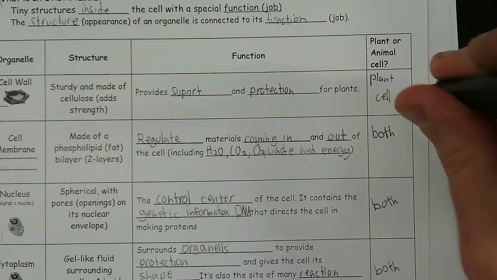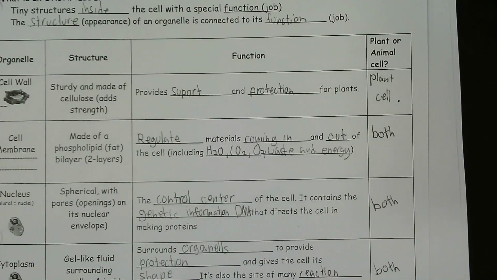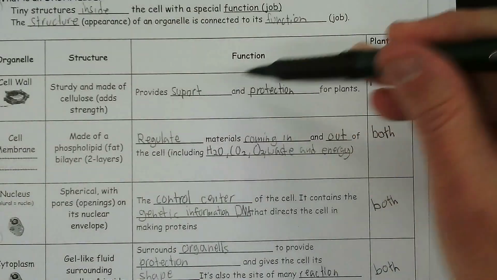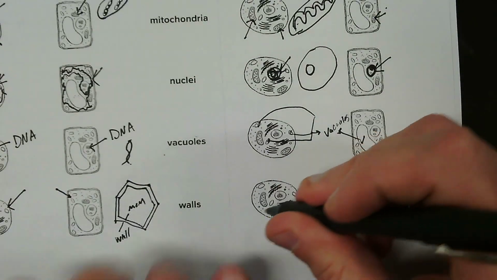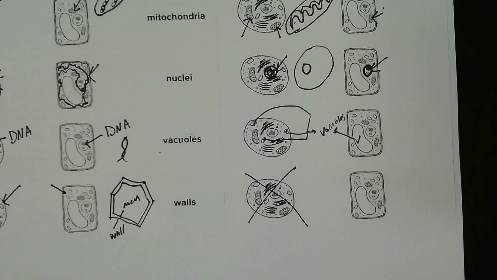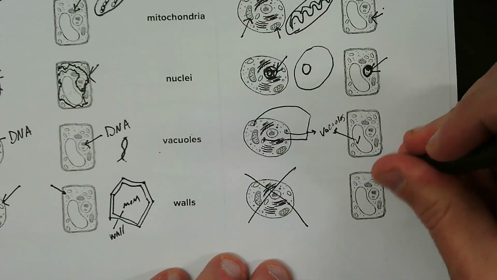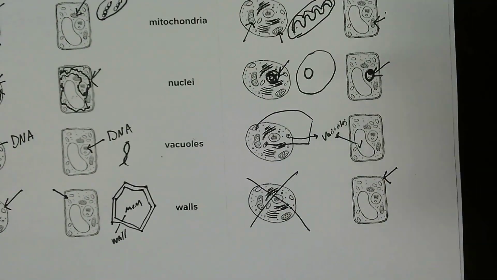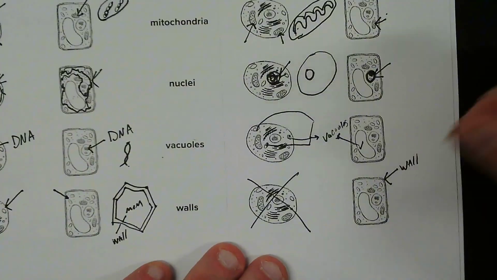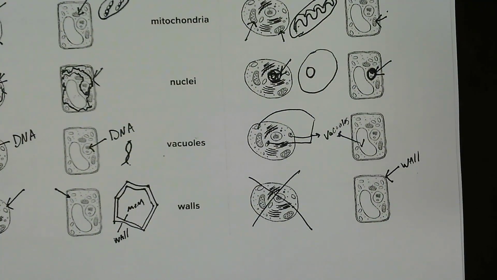Well, that's going to make this one real easy, huh? So cell wall only in plants. So we can go ahead and mark animals off. Support and protection, and like we just said, it is the outermost. Provides support and protection, and that is all there is to that.